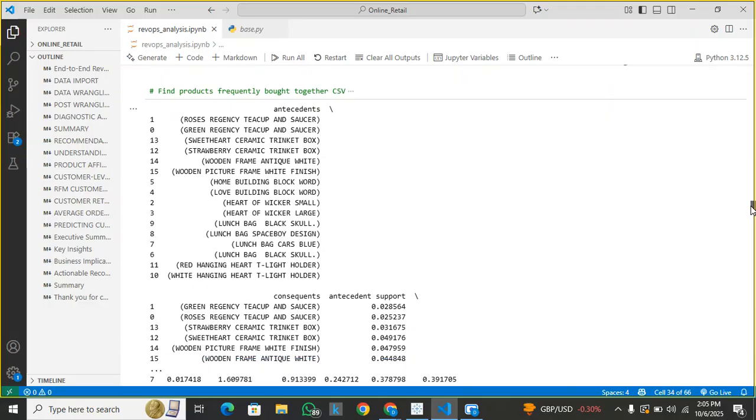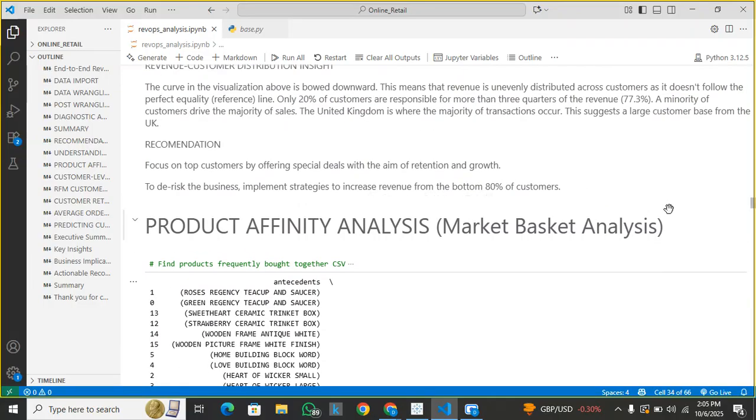So, the recommendation for this is to focus on top customers by offering special deals with the aim of retention and growth. To de-risk the business, because I mentioned earlier it is risky to have just that few number of customers contributing that high amount of revenue as against the rest of the customers, implement strategies to increase revenue from the bottom 80% of customers.